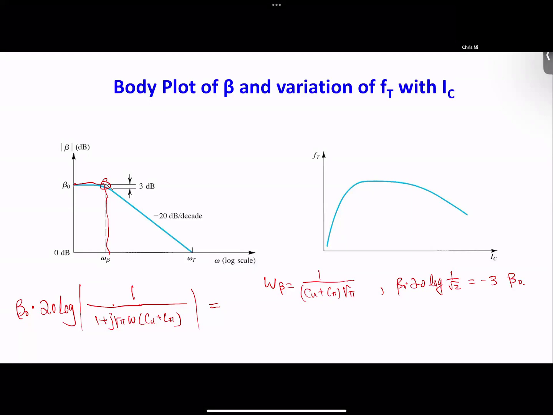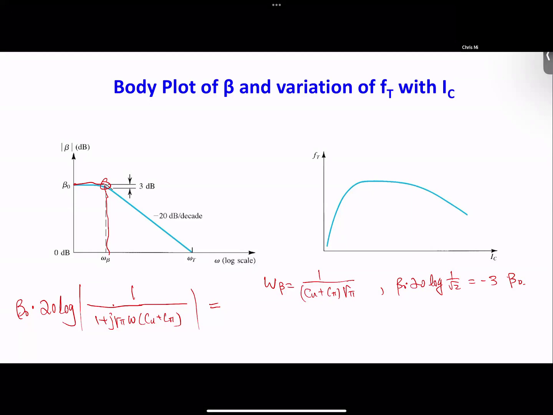This axis is logarithmic. It's not linear. So when omega changes from, let's say, 10 to 100, this would drop from, let's say, 0 dB to minus 20 dB. So that's why it's called minus 20 dB per decade drop.